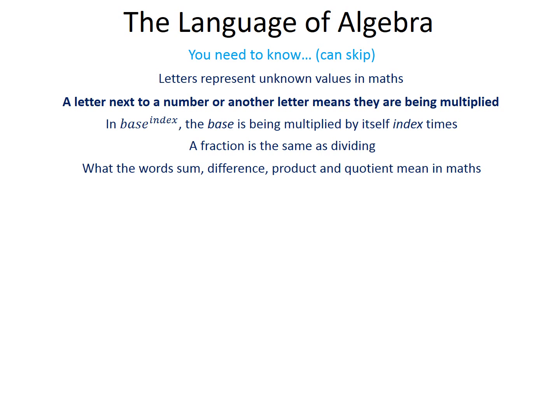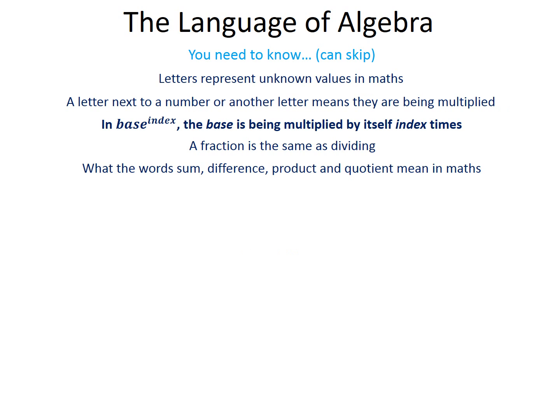And a letter next to a number means they're being multiplied. So if you saw 5t, you know that is 5 times t. It could also be two letters next to each other, and they're also being multiplied. That would be t times y when you see ty next to each other. If you happen to see a little number up the top right, then that number is called an index, and the bottom one's called a base, and it means the base is being multiplied by itself. If the top number was a 3, that means the base is being multiplied by itself 3 times. So whatever number that is, that's how many times the base is being multiplied by itself.